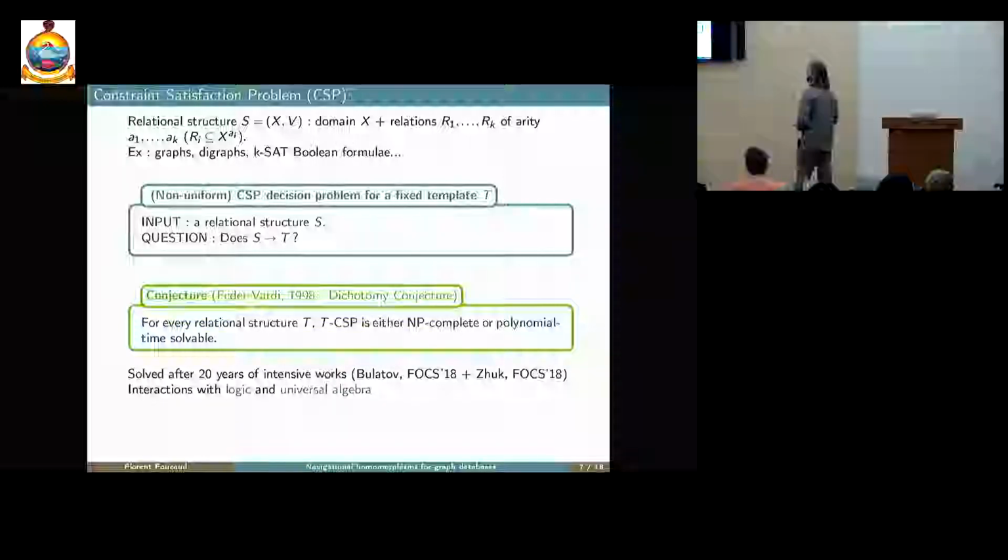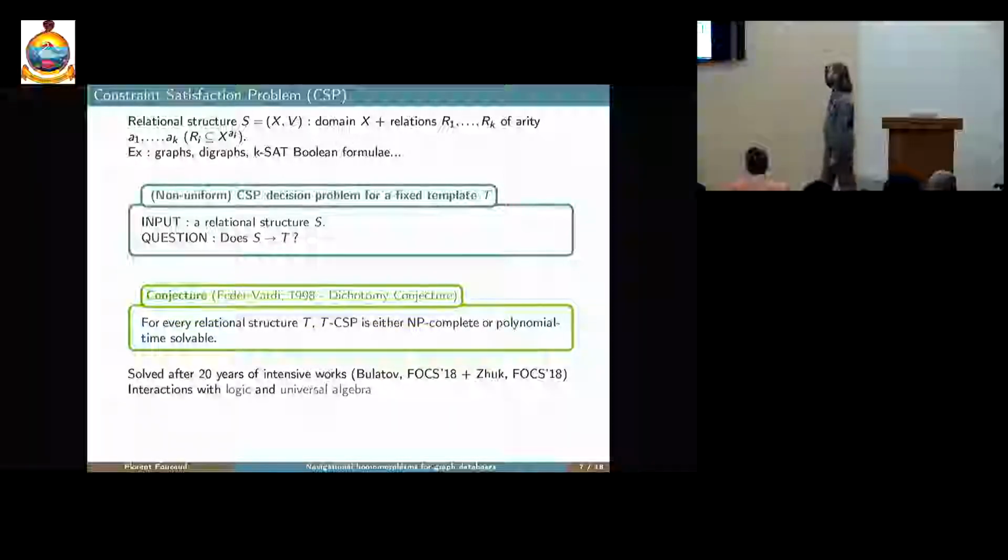And for those of you who know a little bit about complexity questions, note that this will not always be the case. I mean, you can have problems which belong to the class NP, but are neither NP complete nor polynomial time. They're called NP intermediate. So their conjecture is basically to say that there are none of these weird problems. These homomorphism problems will behave nicely. Either they will be NP complete or polynomial time. And that was actually recently solved.